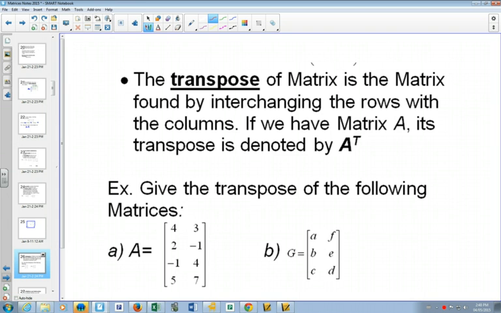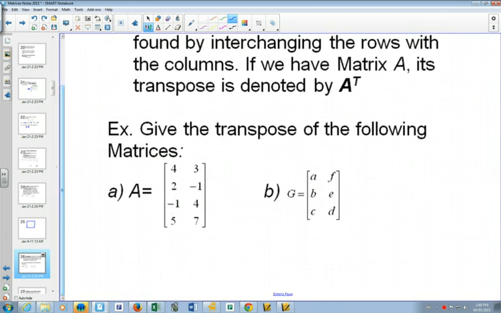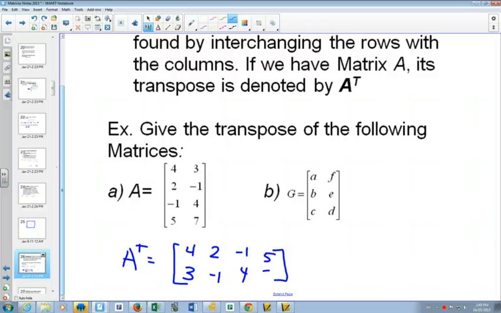All right, so transpose, another definition. You just take a matrix and you change all the rows and columns, and then you write it with a little t. So if we've got this matrix here, we can take it and make the transpose. It was a 4 by 2. You now make it a 2 by 4. 4, 3, 2, -1, -1, 4, 5, 7. So whatever was in the first column becomes the first row. And whatever is in the second column becomes the second row.